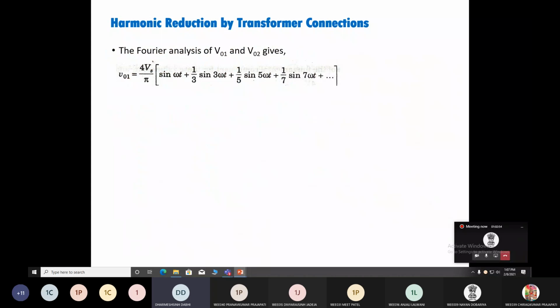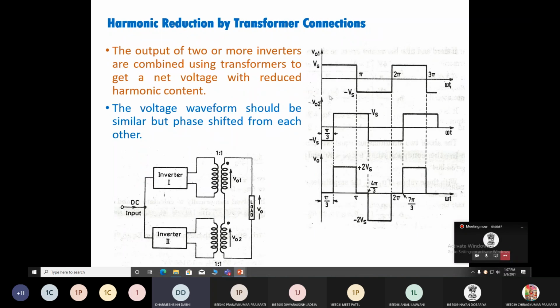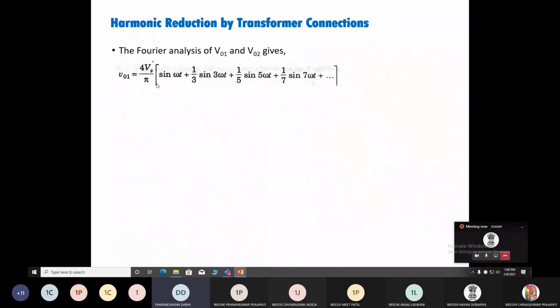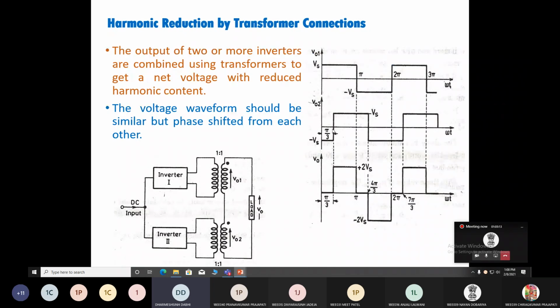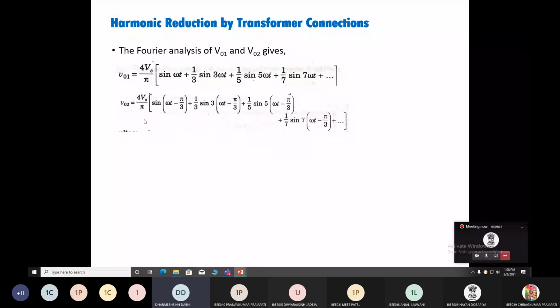Again, we will check by harmonic analysis. If you do the Fourier analysis of this V01, the square wave inverter output voltage, we already derived the equation: 4 Vs by pi into sin omega t plus 1 by 3 sin 3 omega t, and so on, all the odd order harmonics. In the same way, if you do the Fourier analysis of V02, the output voltage of inverter 2 phase displaced by 60 degrees, you get the equation this way. The only change is that it is phase displaced by 60 degrees, so it is omega t minus pi by 3, and here also it is omega t minus pi by 3 in all terms.